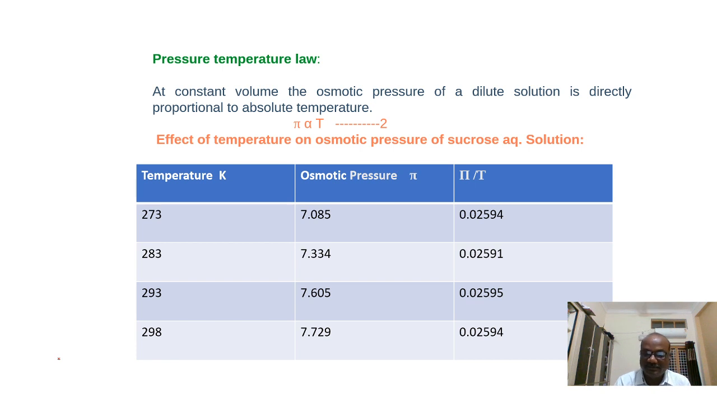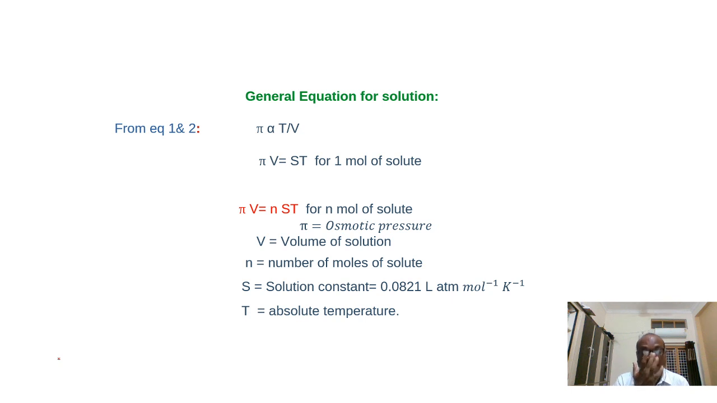Experimentally, we can observe that pi is inversely proportional to V, that is Boyle's law, and pi is directly proportional to T, that is Charles' law. Based on this, from equation numbers 1 and 2, we can write pi is directly proportional to T by V, from Boyle's law and Charles' law. In order to write an equals sign, we have to introduce a constant, represented by S. It is the solution constant.